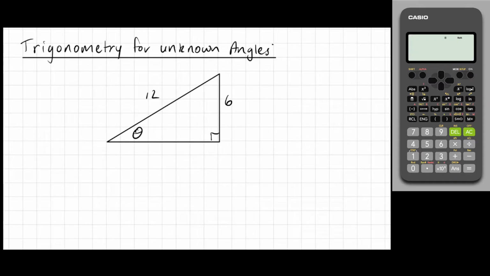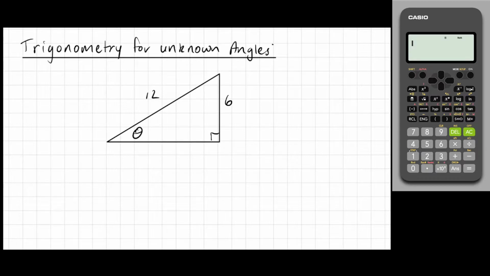Picture this. You're going for a walk down the street or through the park, and you see a lovely ramp, and you think to yourself, well, that is a lovely ramp. I wonder how inclined this ramp is, or at what degree this ramp is going up.